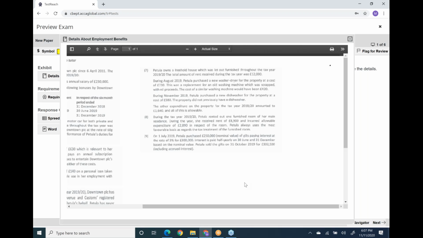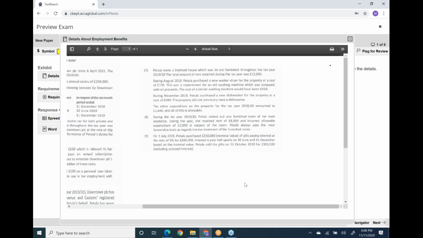Now how to apply rent a room relief? First of all, the actual rental income of that house and the actual expenses will be given, and you will do the actual working. The second working is what we call the relief working. In the relief working, you use the actual rental income and ignore actual expenses. Just 7500 fixed you can deduct, and then you have to decide which one is beneficial. It's a game of seconds.